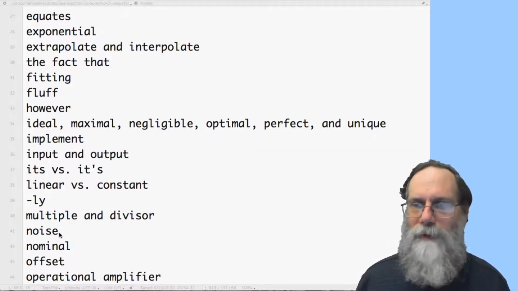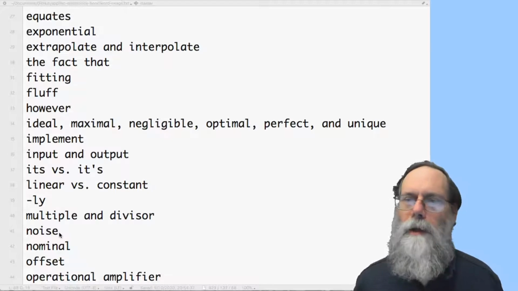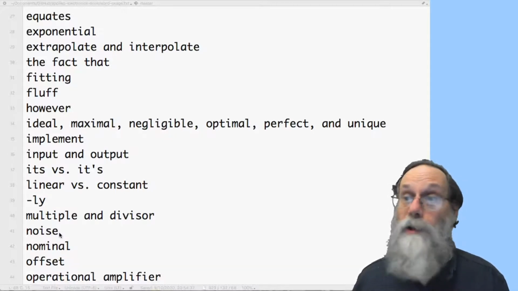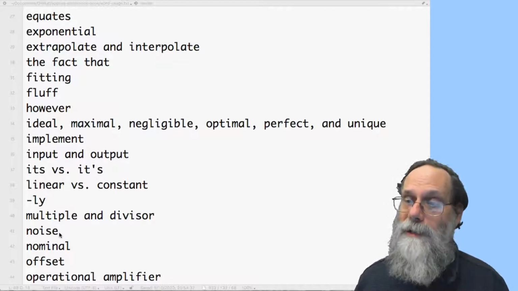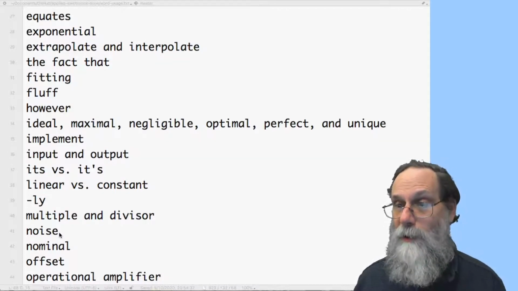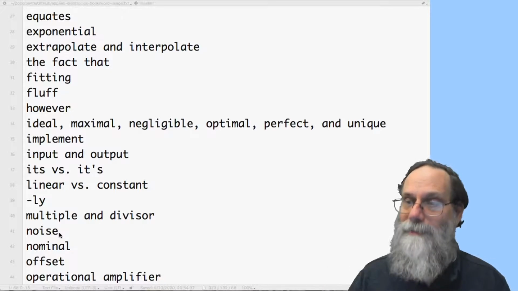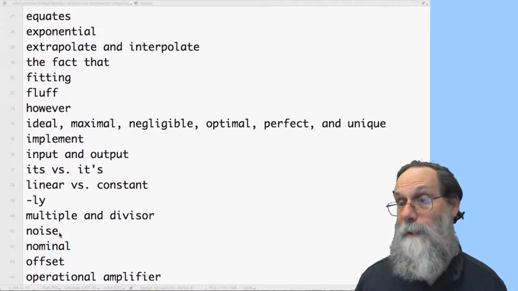Some people will be fussier about the use of the word noise. But it never means the signal you're looking at. The signal you're interested in is not noise. We're interested in things like the signal to noise ratio. How big is your signal, the thing you want to see, compared to the noise, the thing you don't want to see.